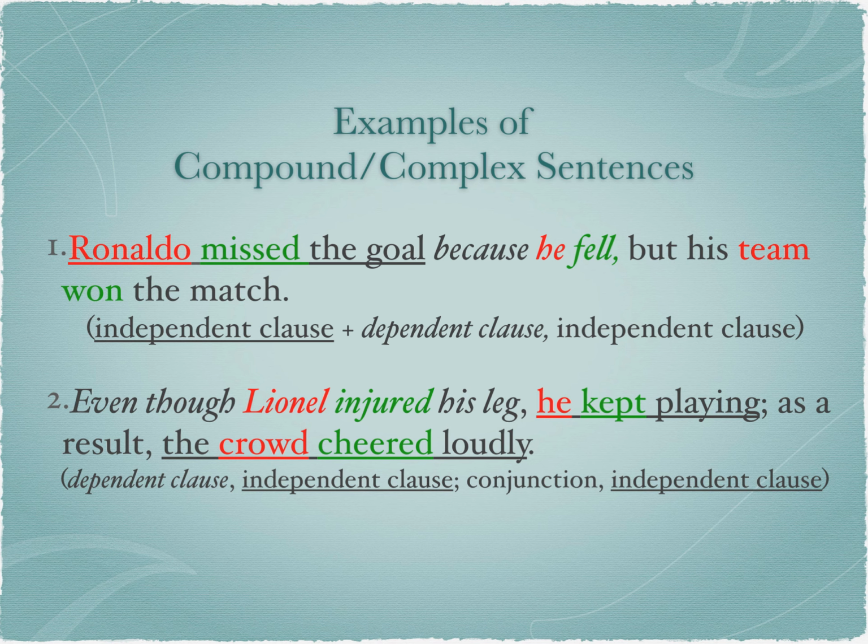A second example says, even though Lionel injured his leg, he kept playing. As a result, the crowd cheered loudly. You'll notice that there is a dependent clause, comma, independent clause, and then we have the conjunctive phrase there, as a result. This is used as an adverb to connect to the independent clause.